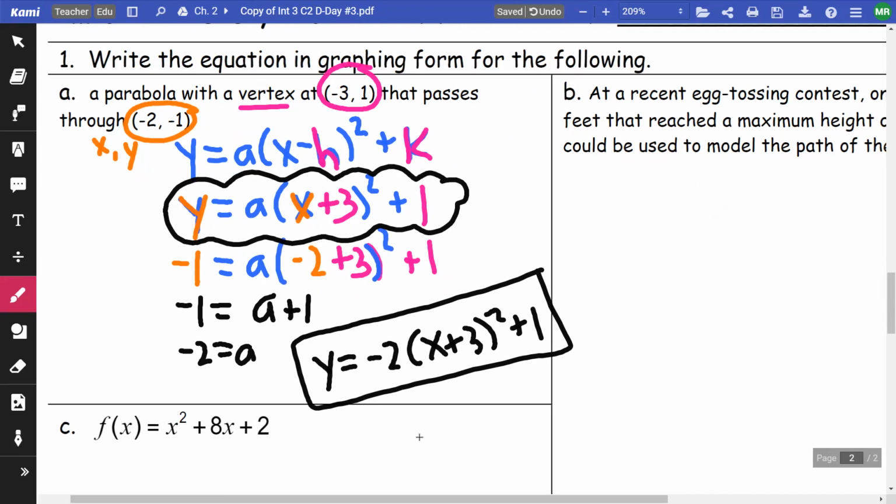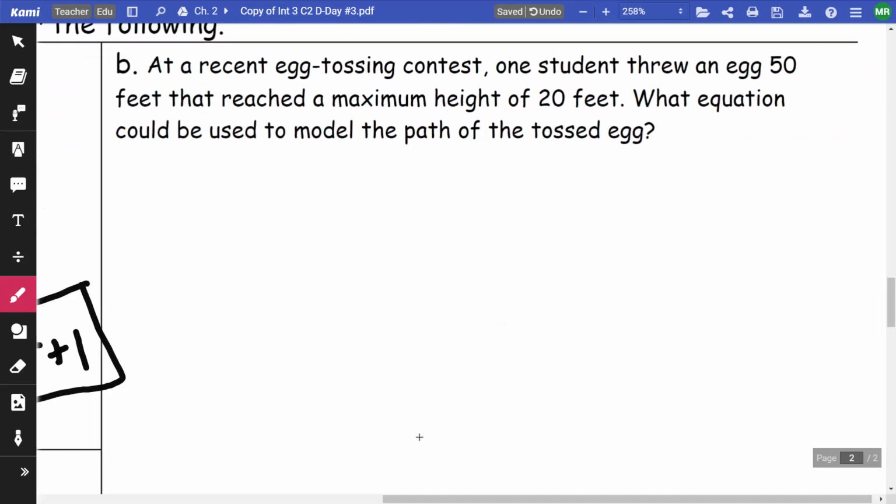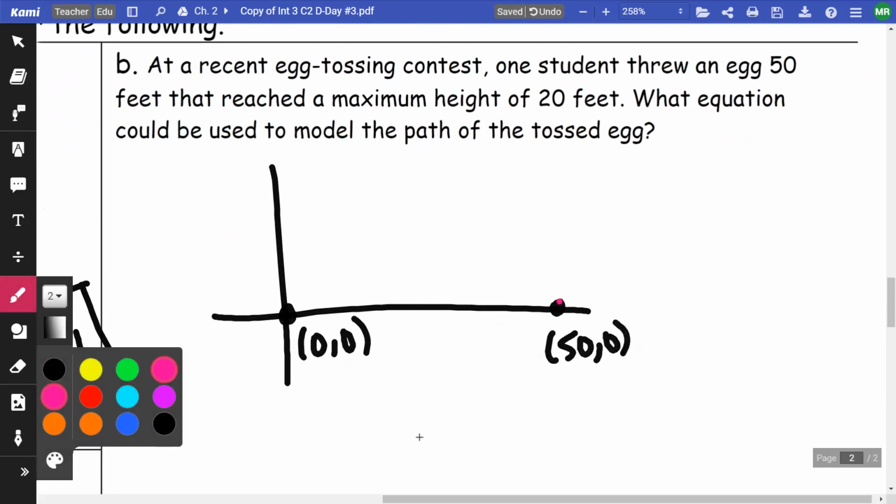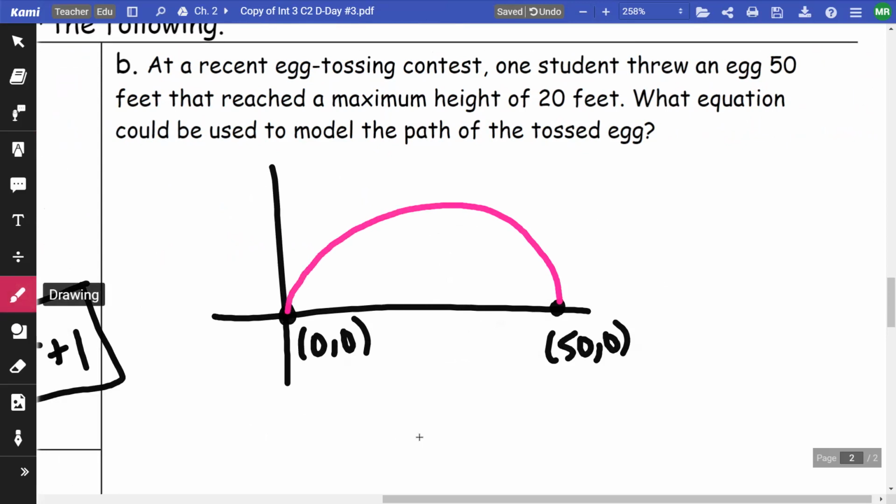Okay, on the next one, we're going to be drawing a picture. We have an egg tossing contest. I'm going to start the toss at 0, 0. So this point here is 0, 0. It's going to land 50 feet away, so I'm going to have this be 50, 0. And it's going to be an upside down parabola, and halfway will be the vertex. Okay, and that max height is 20, and halfway between 0 and 50 is 25. So it's going to be 25, 20.